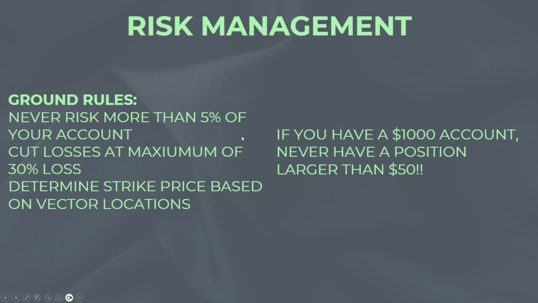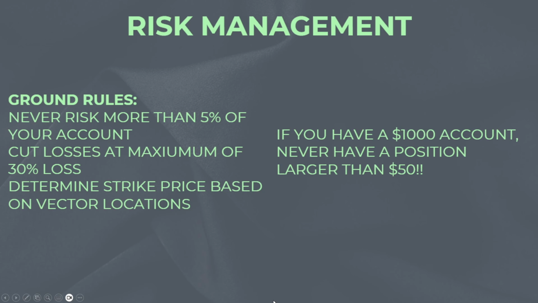But Bao and I's big ground rules on this is really to never risk more than 5% of your options account, cut losses at a maximum of 30% loss, and determine strike prices based on our vector locations. Similar to that QQQ play, right? We were anticipating price to go to at least $610 because that's where that 7-wave 60 vector was located. So that kind of helped us determine that strike price. But again, we never really want to be losing more than 30% on a play.